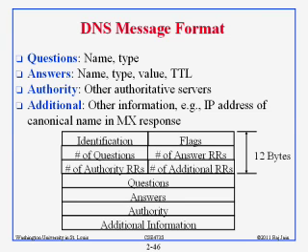Messages are basically like this. You have an identification field, some flags, then how many questions you are asking, how many answers there are, how many authoritative answers, and additional answers. And then you have the questions, all the answers, all the authorities, and then additional information.